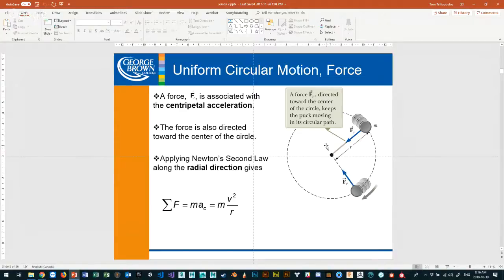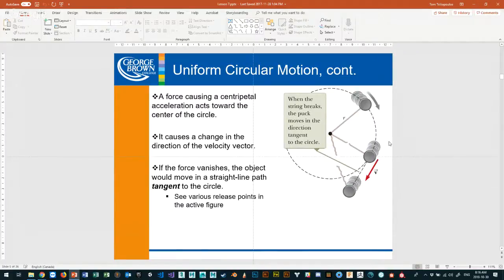Again, just a little bit of review. What we talked about last time, we just kind of touched on it, but we have something like this. This is a puck that goes around in a circular path. Kind of simple stuff. So again, if the string breaks, where is the puck going to go?